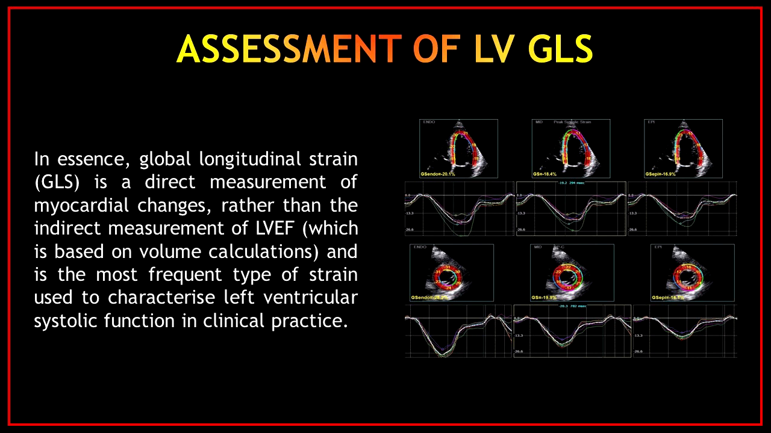In essence, global longitudinal strain, or GLS, is a direct measurement of myocardial changes, rather than the indirect measurement of left ventricular ejection fraction, which is based on volume calculations, and is the most frequent type of strain used to characterize left ventricular systolic function in clinical practice.